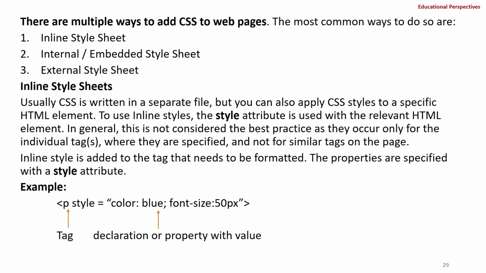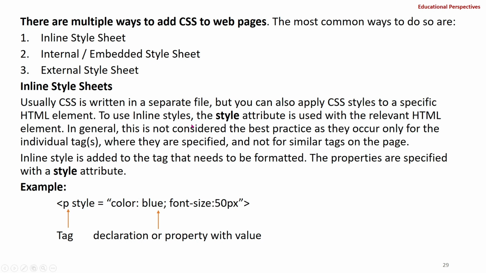have the keyword style equal to, and then the property with value inside each and every tag where we want to specify these inline style sheet attributes. Usually, CSS is written in a separate file nowadays, but you can also apply CSS styles to a specific HTML element. It means you can explicitly specify your CSS styles with each and every tag separately also.